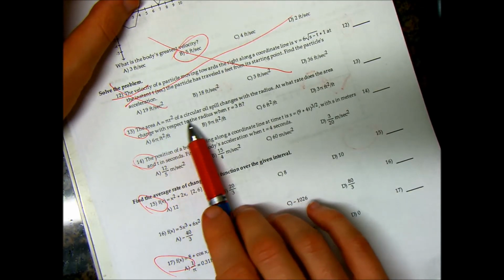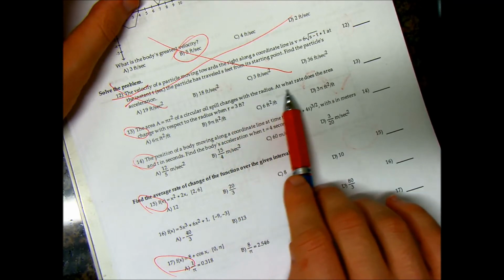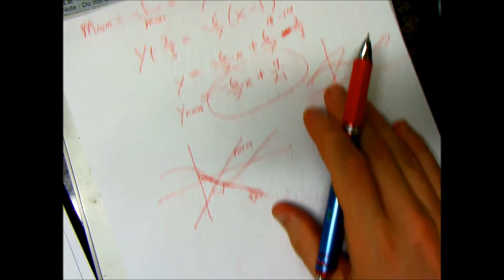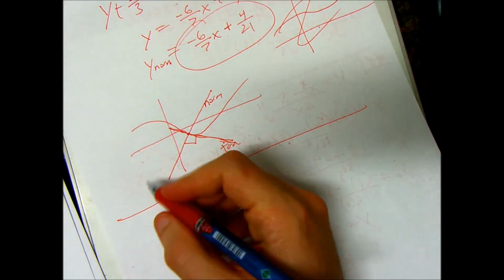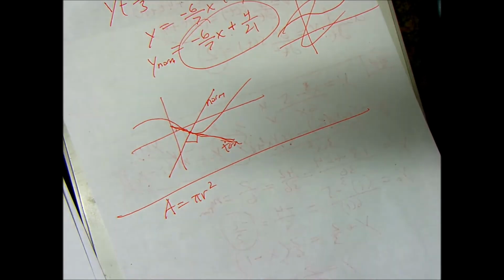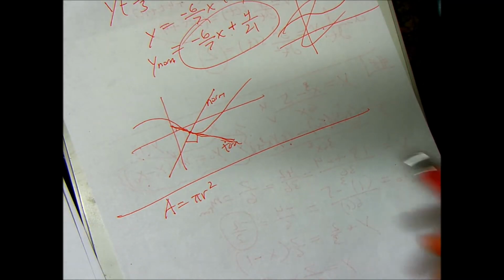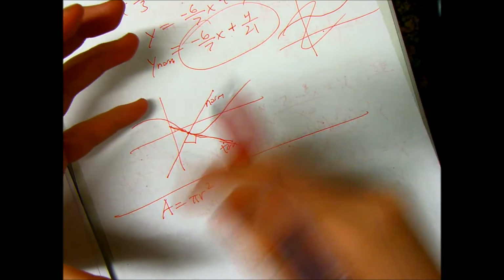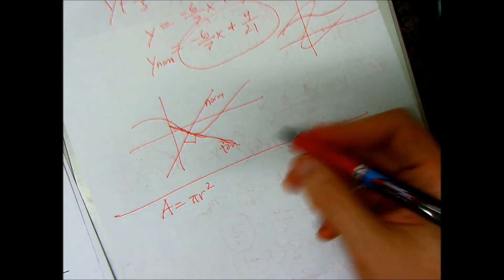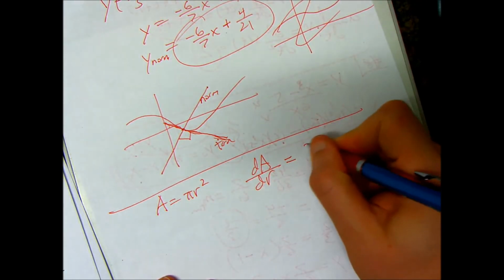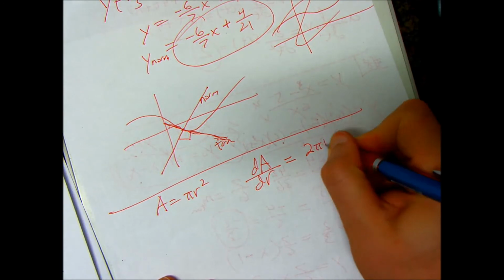The area of a circular oil spill changes with the radius. At what rate does the area change with respect to the radius when r is equal to 3? Rate. Okay, so area is equal to pi r squared. The question is, at what rate does the area change? So how quickly, as my radius of this circle expands, how does that change the actual area of the circle on the inside? Well, I take dA/dr, which turns out to be 2 pi r.